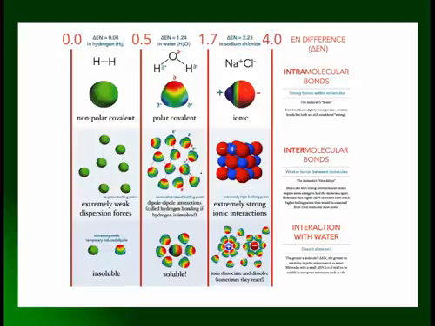I will give you this infographic in class, so you don't have to copy it and print it or anything like that. But this takes you through some of the stages. So a difference of about 0.5 is where we separate nonpolar from polar covalents. And then there's our 1.7, our magic number. We'll talk about the difference between intramolecular and intermolecular forces.